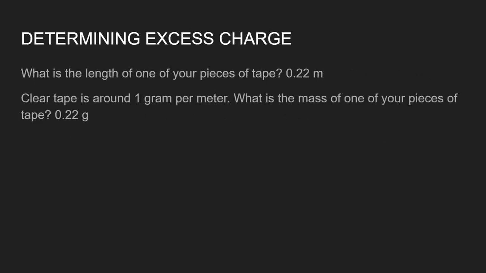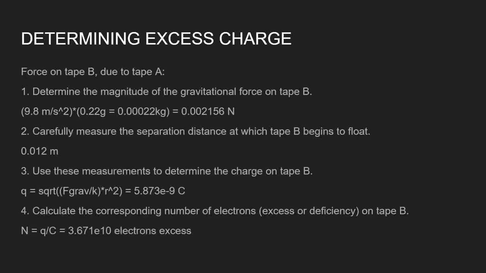The length of one of our pieces is 0.22 meters, and we find that the mass of this piece is 0.22 grams. We can use this mass value to determine the magnitude of the gravitational force on tape B, and by measuring the separation distance at which tape B begins to float, we can determine the charge on tape B and the corresponding number of excess electrons on tape B as well.